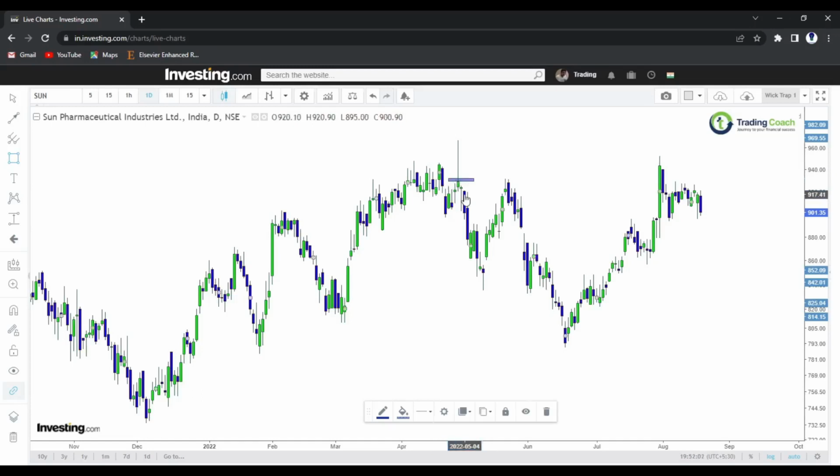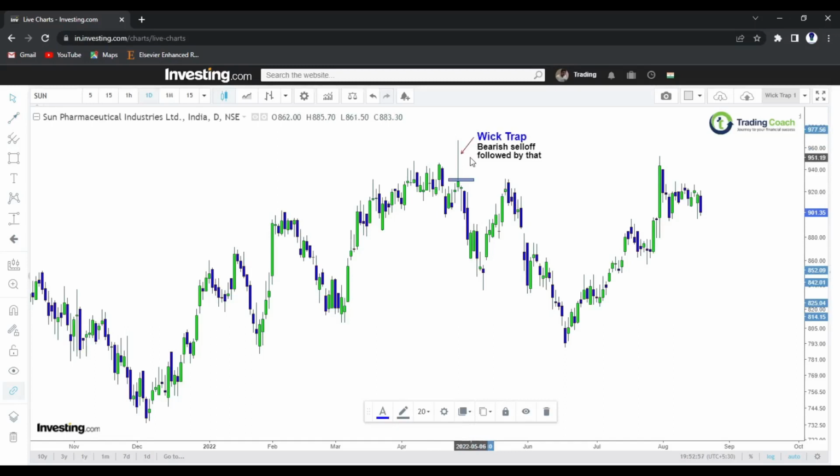So we can see a nice wick trap, a large wick and a small body, and this is taking place right after a nice rally on the stock prices, right? So let me mark it down so that we can understand and see what's happening behind the scenes. We can see a nice bearish wick trap exactly over here.